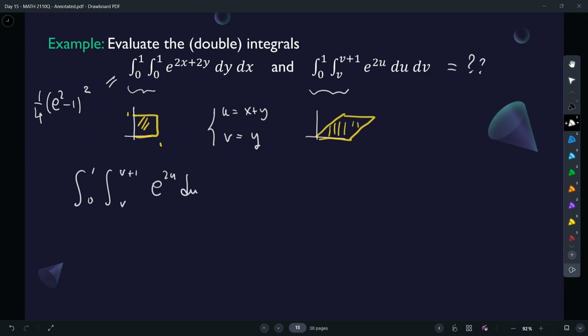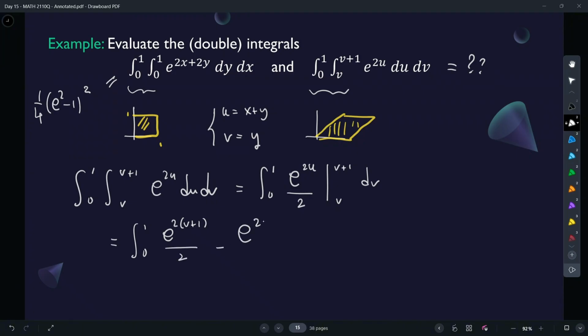So let me do that integral from 0 to 1, from V to V plus 1, of e to the 2u du dv. And it has to be in that order. V is going from 0 to 1. U is going from V to V plus 1. That will be the integral from 0 to 1. I am integrating e to the 2u with respect to u, so this is e to the 2u divided by 2 between V and V plus 1, dv. And that is the integral from 0 to 1 of, at V plus 1, I get e to the 2 times (V plus 1) divided by 2, minus e to the 2v divided by 2, dv.